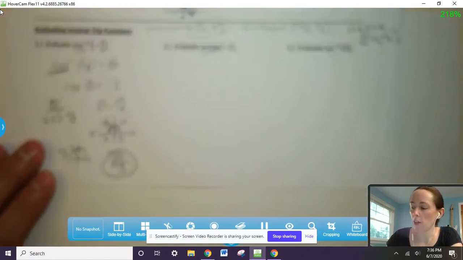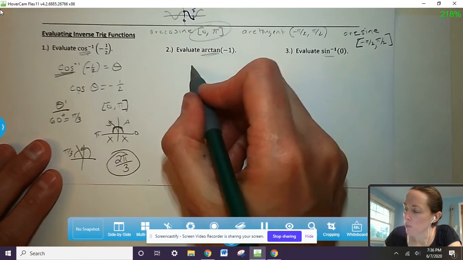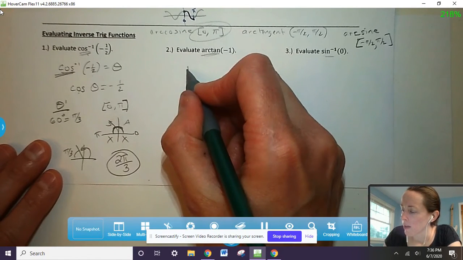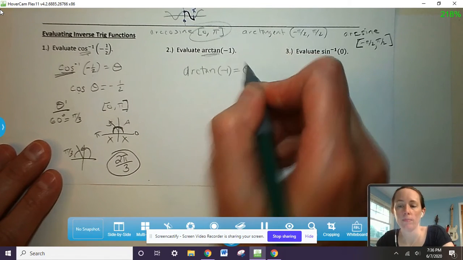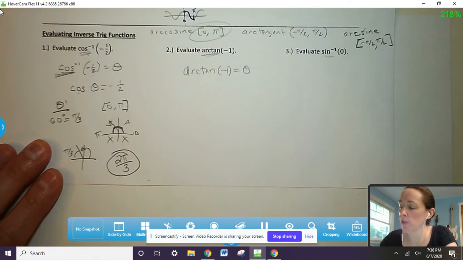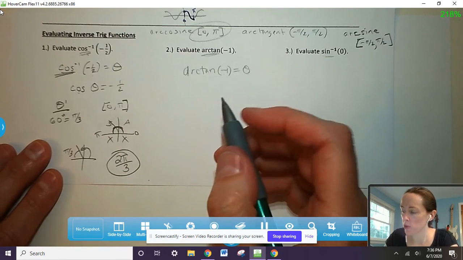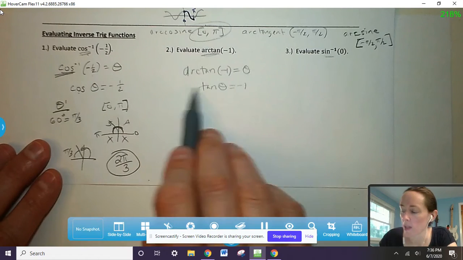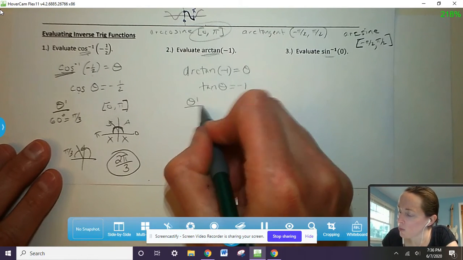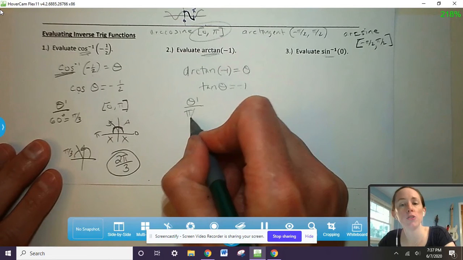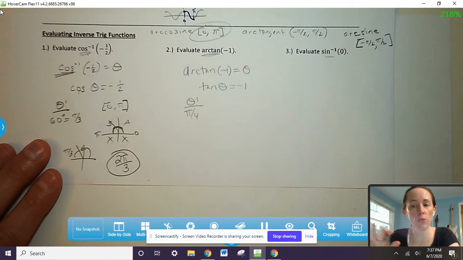Let's do another one together. For arc tan of negative 1, I first recognize that I'm looking for an angle, because for inverse trig functions, you put in a ratio, get out an angle. Arctan makes me uncomfortable, so I'm going to switch this to regular tangent. So tan theta equals negative 1. Using the skills from the last video, we can figure out that the reference angle is 45 degrees or pi over 4. Unit circle or your triangles, whatever you prefer.